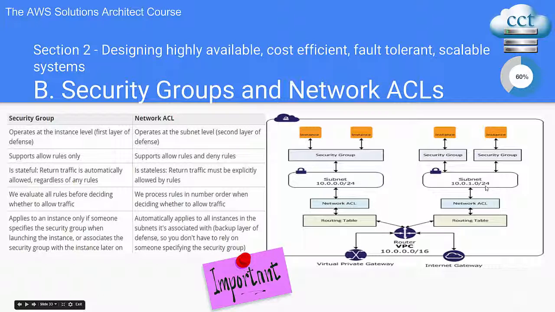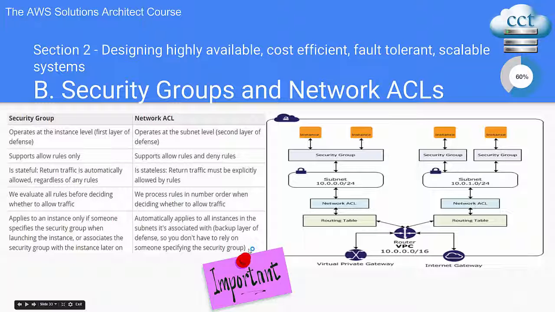Okay, so here we are back again, and the other thing to note is that one of the main differences between these two is the security group applies to an instance only if someone specifies a security group when he launches the instance, which we just did then, or associates the security group with the instance later on. Network ACLs, however, automatically apply to all instances in subnets they're associated with, and it's a backup layer of defense, so you don't have to rely on someone specifying a security group.